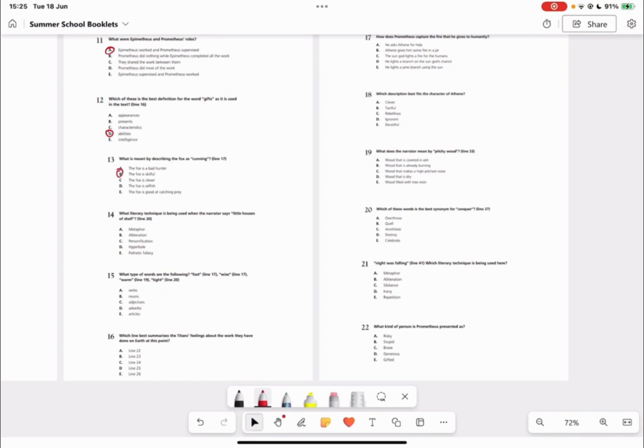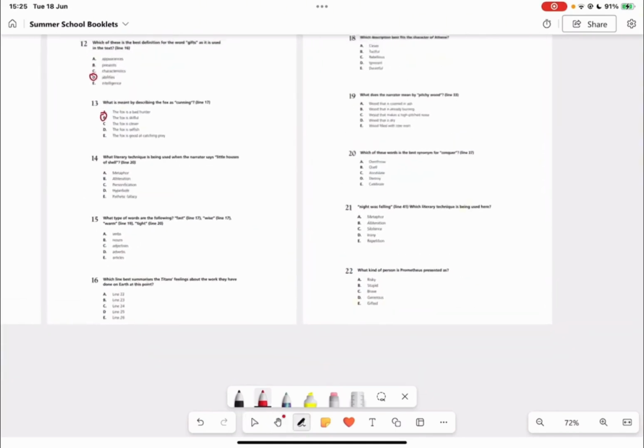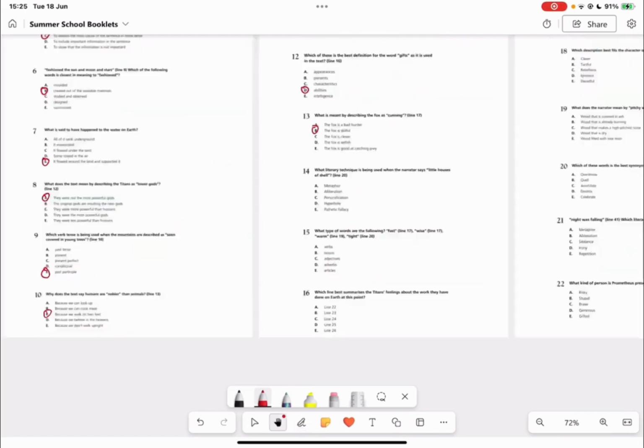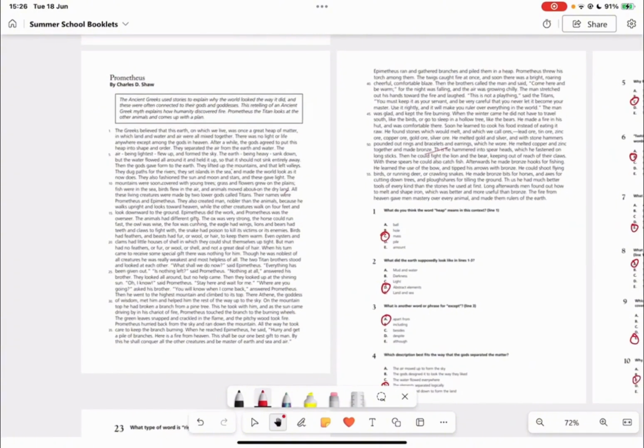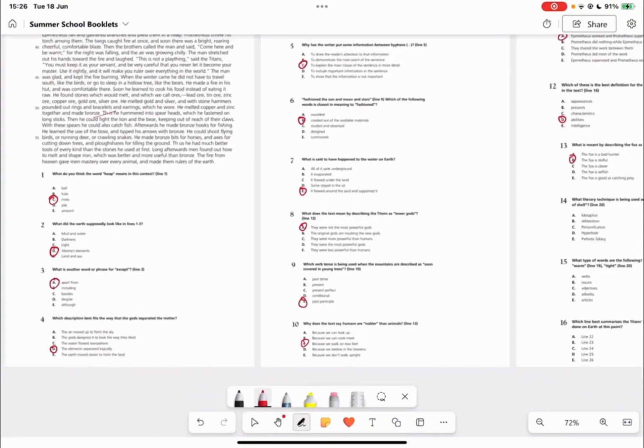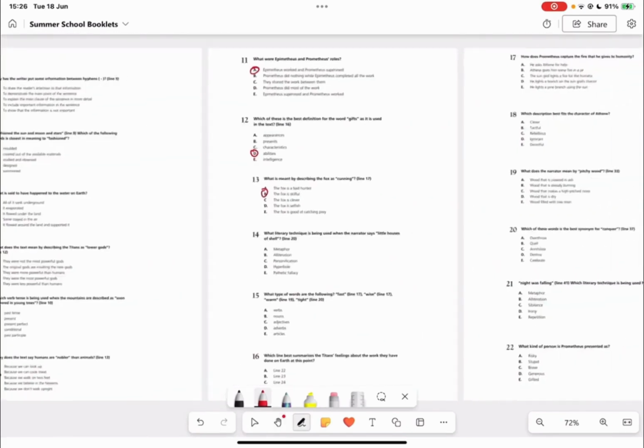And then what is the literary technique that is being used when the narrator says little houses of shell? So the answer to question 14 will be houses of shell. So line 20, let's have a look. Clams had little houses of shell. Okay, so this will be a metaphor.